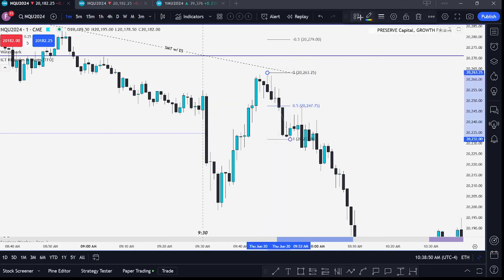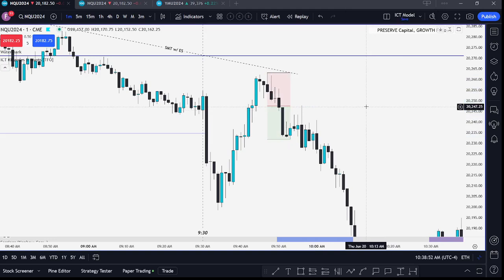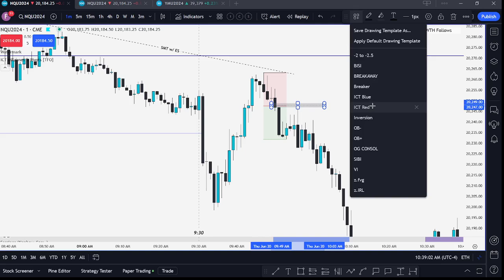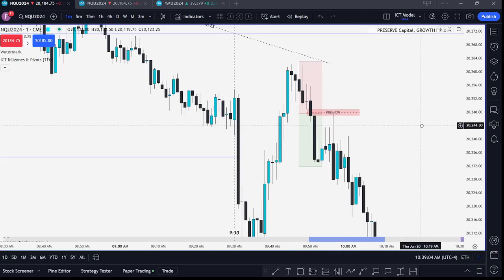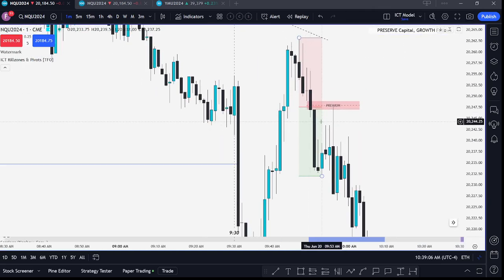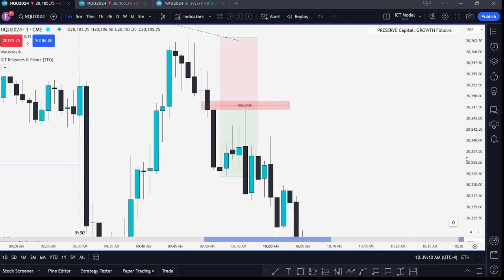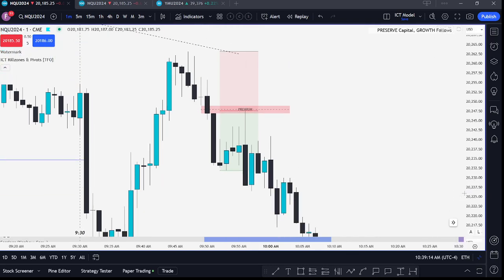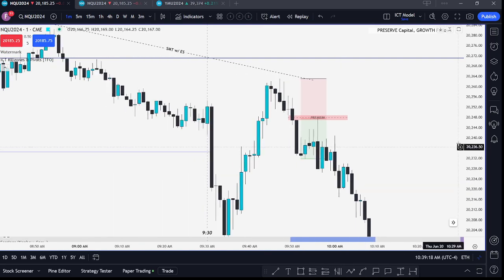So if you look right in here, we have our premium inefficiency, right? And price does reach all the way. If I shift this over, it is 1 tick the premium, I think, right up in there if you can see it. So 1 tick the premium fills the gap right at 956 within macro time.